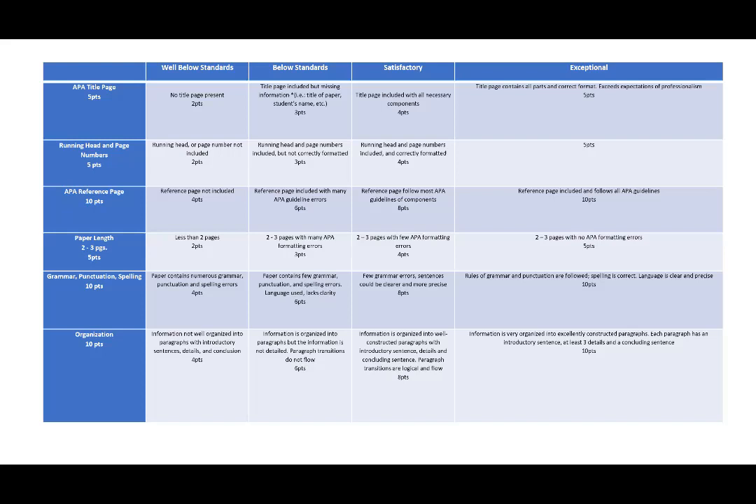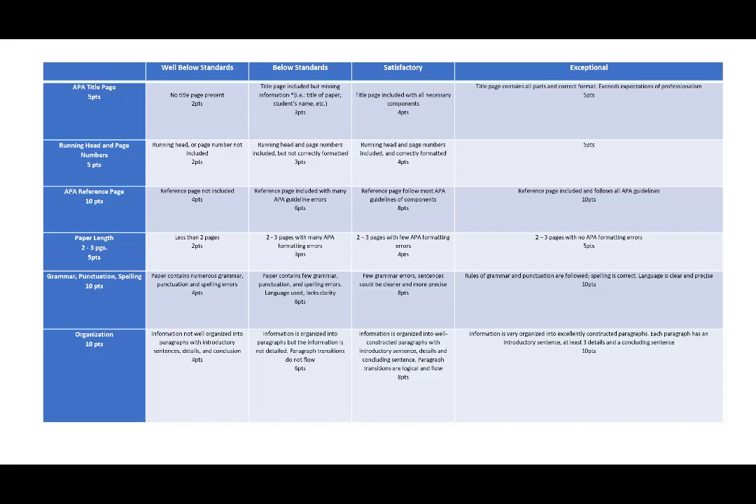If it is 2 to 3 pages, but you have many APA formatting errors, so let's say you triple space it or your margins are 4 inches, something like that, you're going to be down to 3 points. If you do not have many errors, you get 4 points. And if there's no formatting errors, you get 5. You getting bored going through this yet?